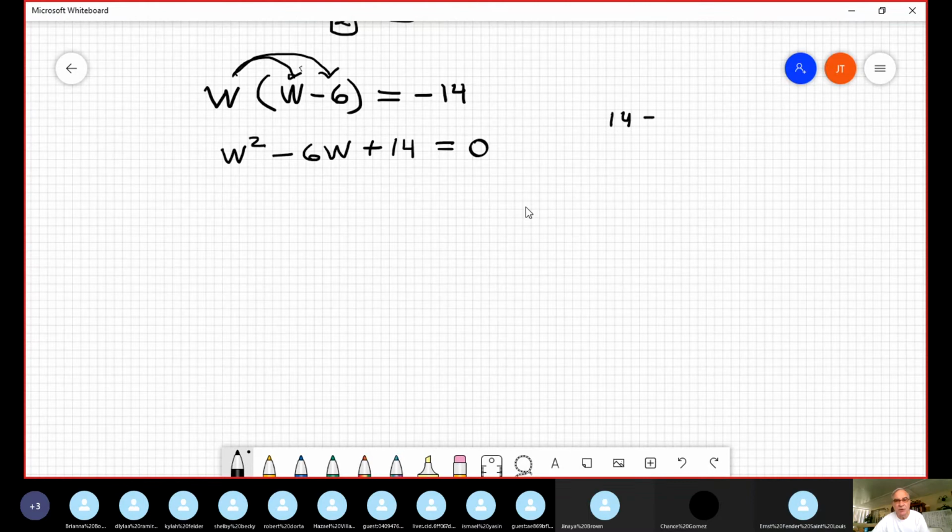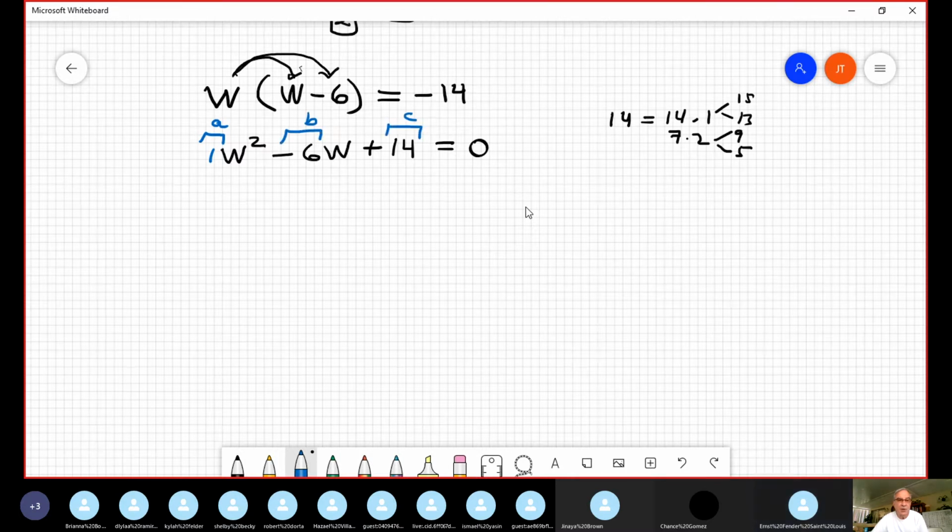Factorization. The factors of 14, we have only 2 possibilities: 14 times 1 and 7 times 2. And when adding or subtracting, we get 15, 13, 9, 5, we never get 6. Factorization is impossible. Do you understand it's impossible? Yes. So let's go directly to the quadratic formula, where A is 1, B is negative 6, and C is 14.